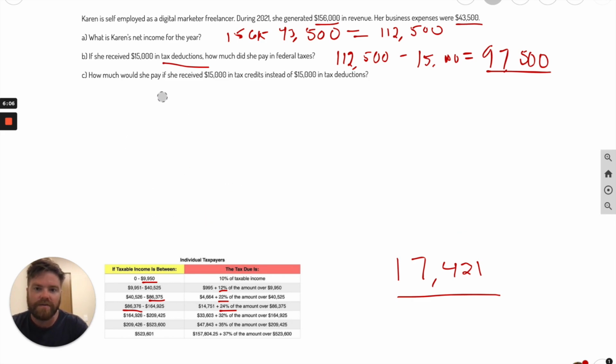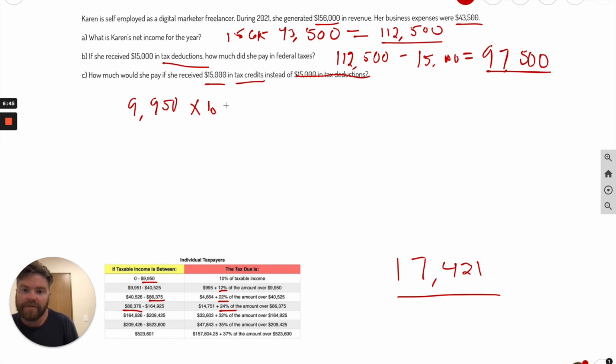Okay. So now what we're going to do, it says, how much would she pay if she received $15,000 in tax credits instead of deductions? So we're not going to do deductions. We're going to do a tax credit. And how we're going to do that, we actually just start back at this number here and go through the taxes. And at the very end, we're going to deduct $15,000 as a tax credit. Tax credits come at the very, very end after you calculate the taxes. So it's the same process as before, really. We're just going to go back through it, and it's going to be really good practice for you as well.